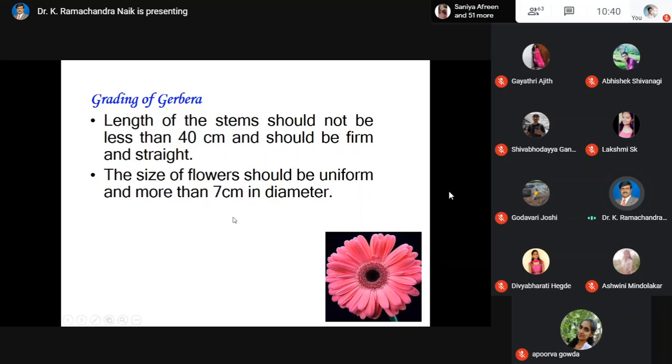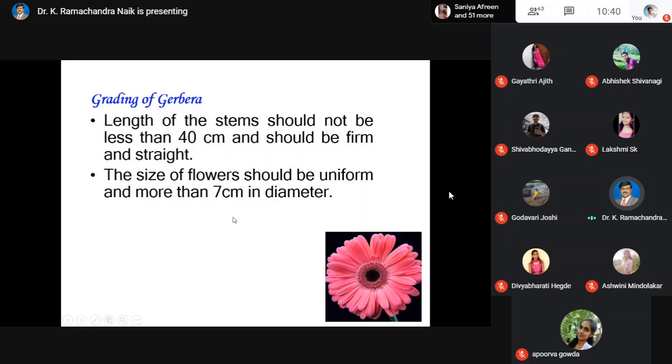And we have another important beautiful flower, the lily. Lilies you might have seen in our campus also. We have, I think, lily around the main building, and you might have seen them in the gardens also. Lily is another export-oriented flower, but it has its own quality parameters for grading. So here are the grades.